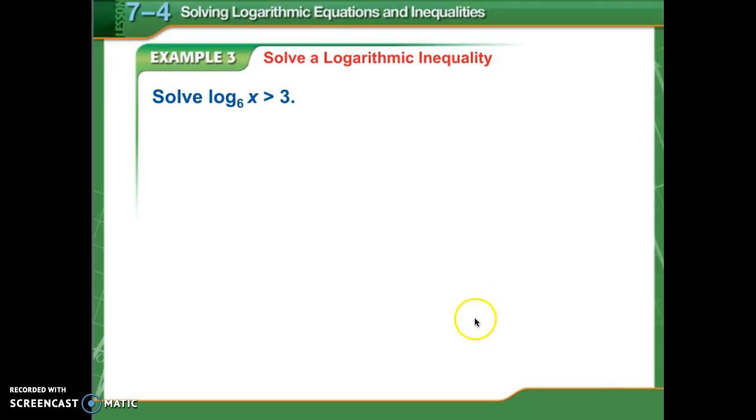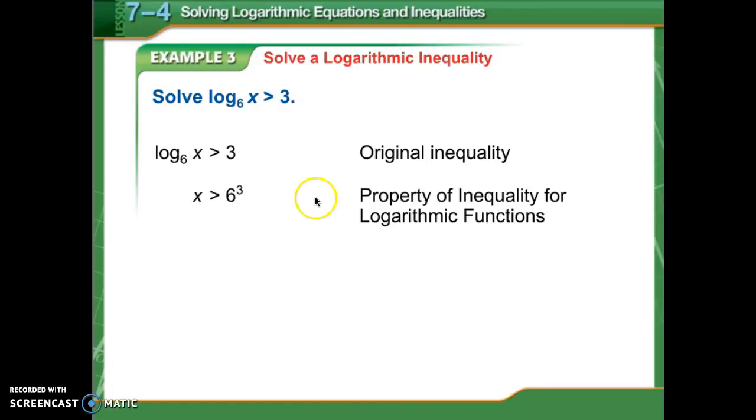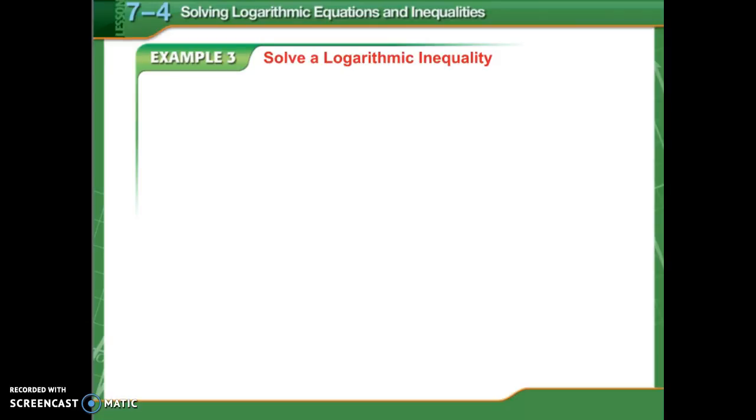So solving log base 6 of x greater than 3. First we're going to put that in exponential form, which says x is greater than 6 to the third power. So x has to be greater than 216, and then you would just graph that solution on a number line by having an open circle at 216 and putting an arrow to the right since we're greater than.